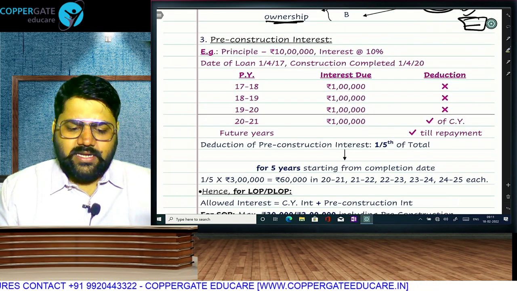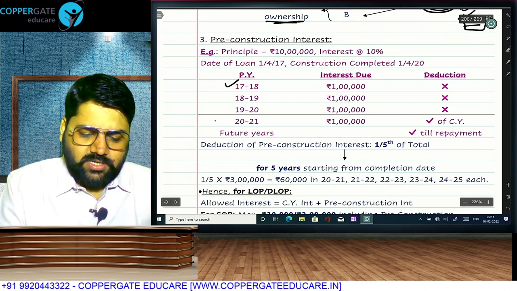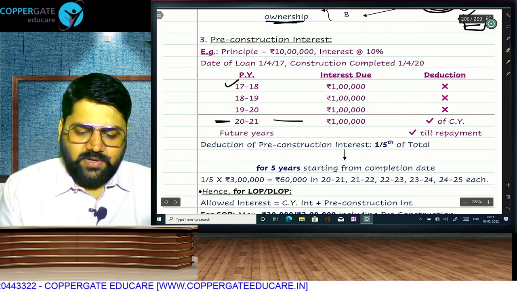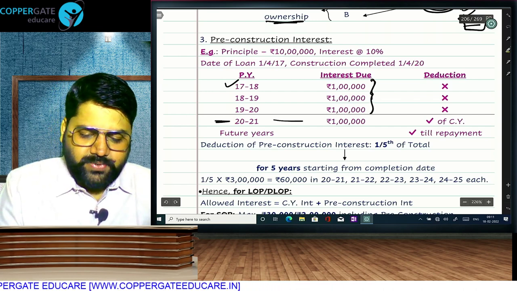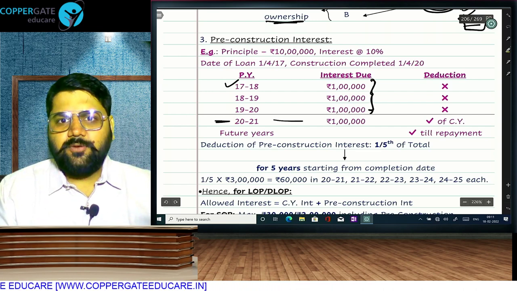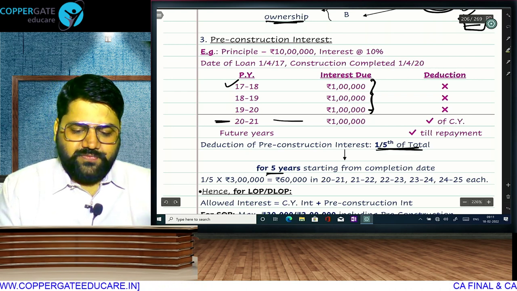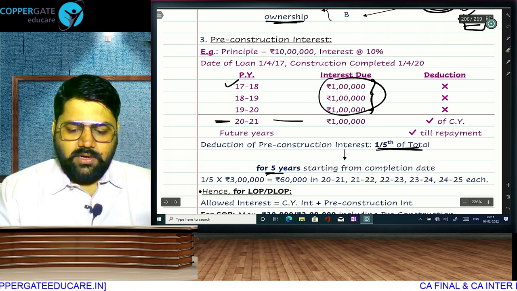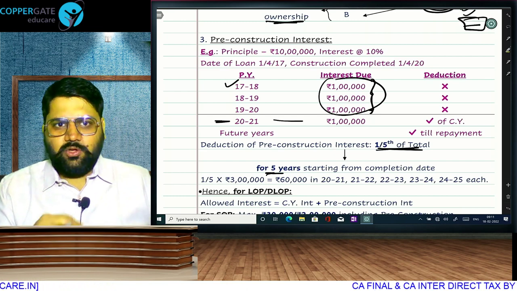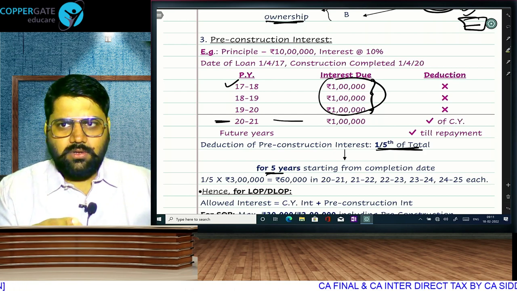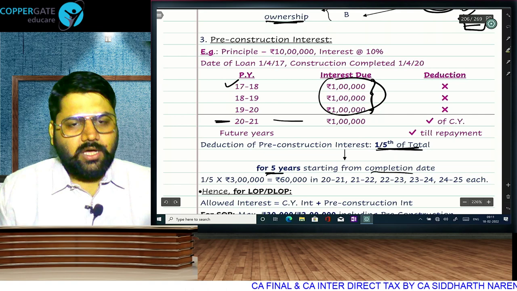If there is any interest of the pre-construction period, say you took a loan in this year and construction got completed here, so this interest you will be allowed on the current year due basis. But what about the interest prior to the construction? We call it pre-construction interest. You will get deduction 1/5 for 5 years. So you take this total, divide by 5, and 20% you will get for 5 years. So full will be allowed, but not at one go, in 5 installments starting from the year of completion.